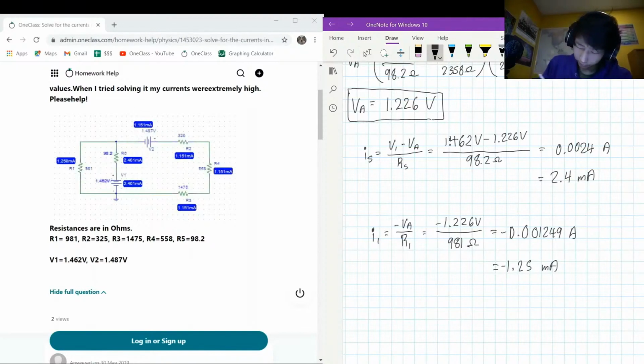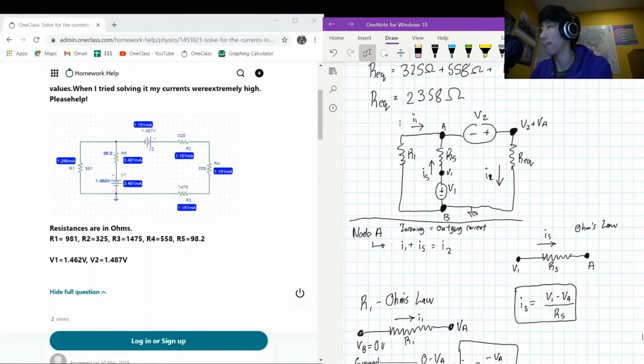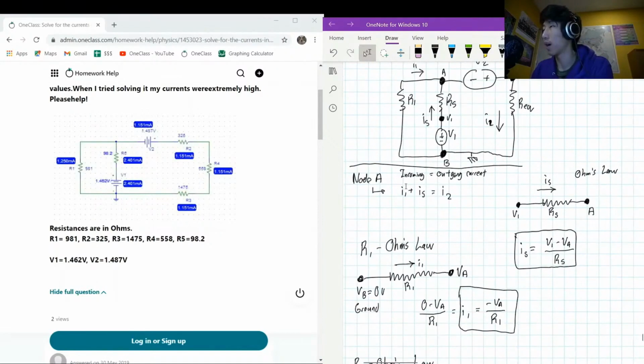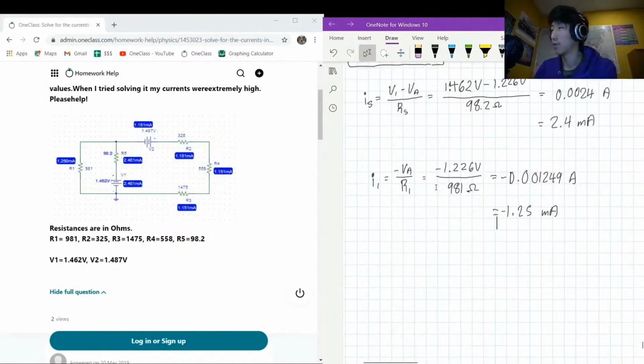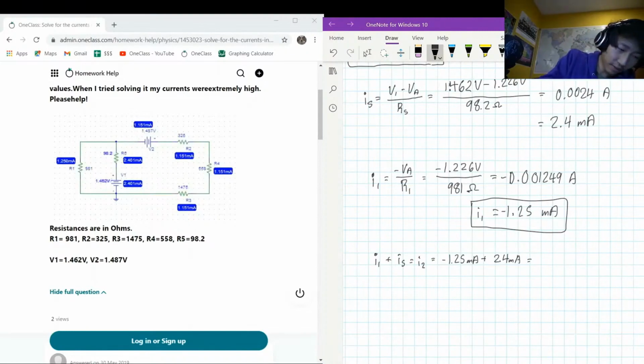Oh, it's a negative here. But originally our diagram has I1 going into the branch, but we can keep it that way, and everything should work out. So we know that we had I1 plus I5 equals I2. I1, we just calculated as negative 1.25 milliamps, plus I5, which we calculated as 2.4 milliamps. Doing this calculation, 2.4 minus 1.25 equals 1.15 milliamps, which is also exactly what we see on the diagram here.